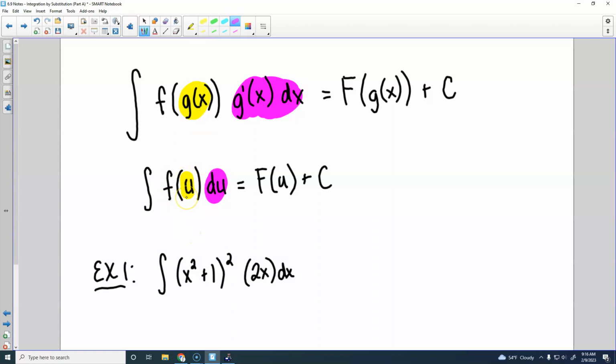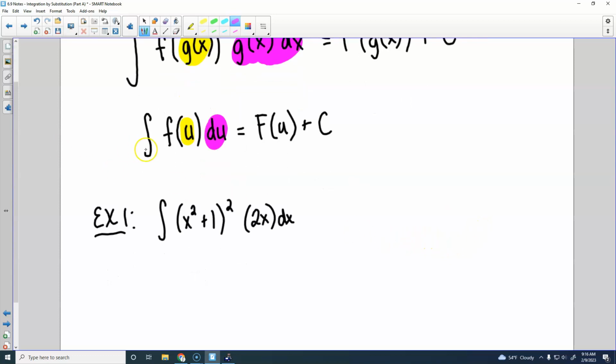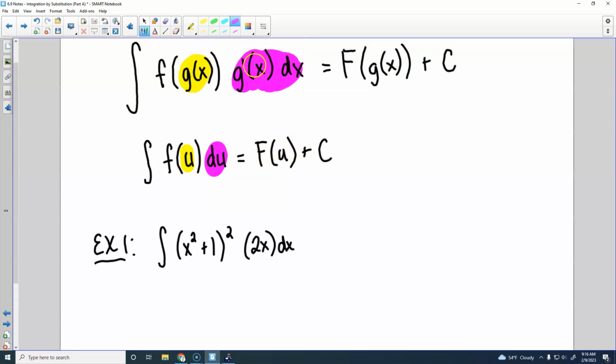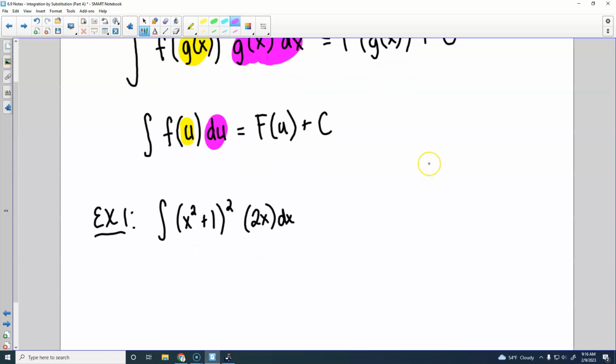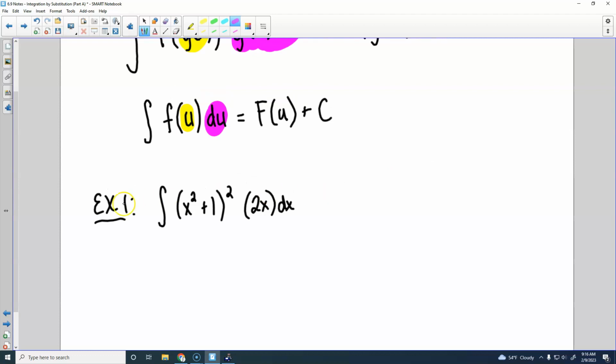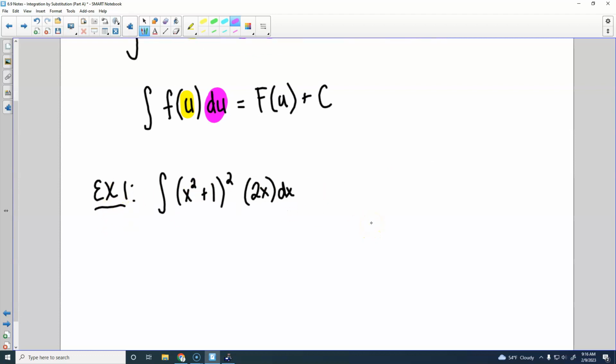I prefer this notation, although I will admit every time I see f of u, it seems almost ugly. But I prefer this notation, and it's what we're going to use generally. And so we see capital F of u plus c. Again, that u is the same thing as the g of x here. It's your inside part. Du is the derivative of g of x. So let's look at how to do a problem. I'll let you copy this problem right here down.